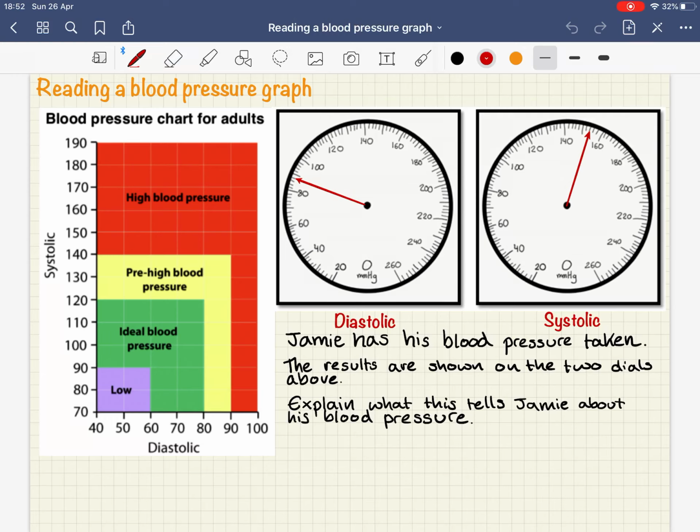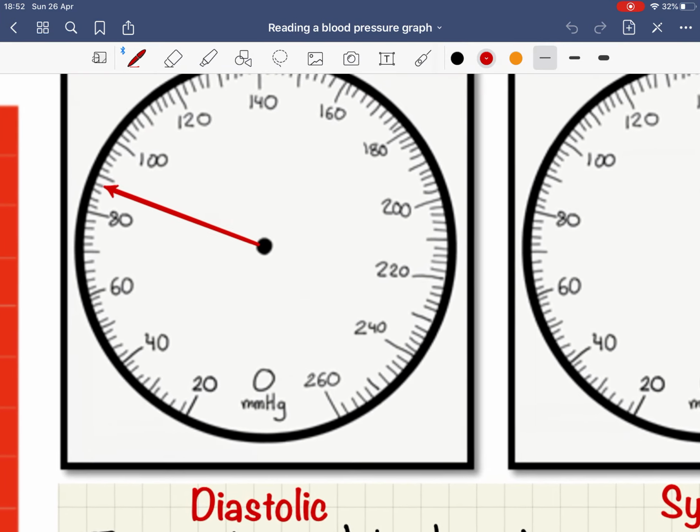Okay, so we're going to be looking at reading a blood pressure graph today. We are told here in the question that Jamie has his blood pressure taken. The results are shown on the two dials above. I apologise for these dials being a little blurry.